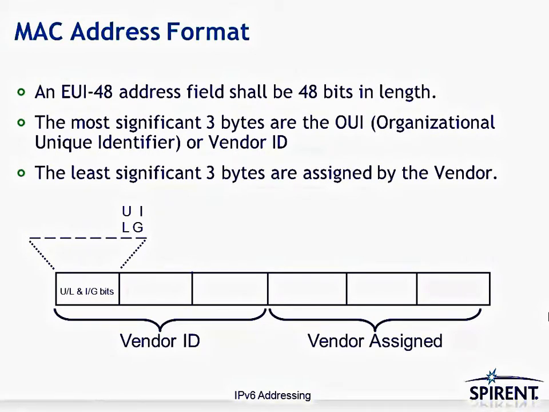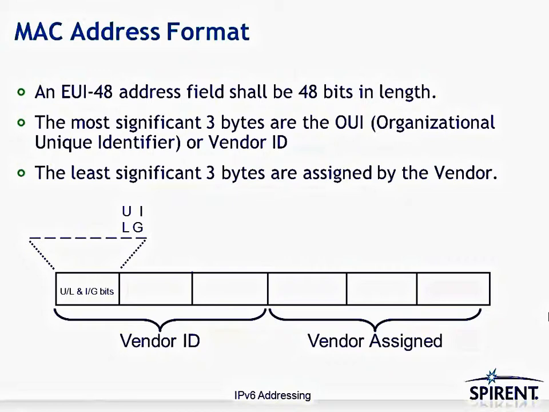So this slide depicts the EUI48 or MAC address, and as you probably know, the most significant 3 bytes are the vendor ID. So in other words, the IEEE, if you pay them $1,200 or so, you can get your own unique ID, and then you can use the least significant 24 bits that has 16 million combinations available, 2 to the 24th, and assign a different value to each interface that you produce.